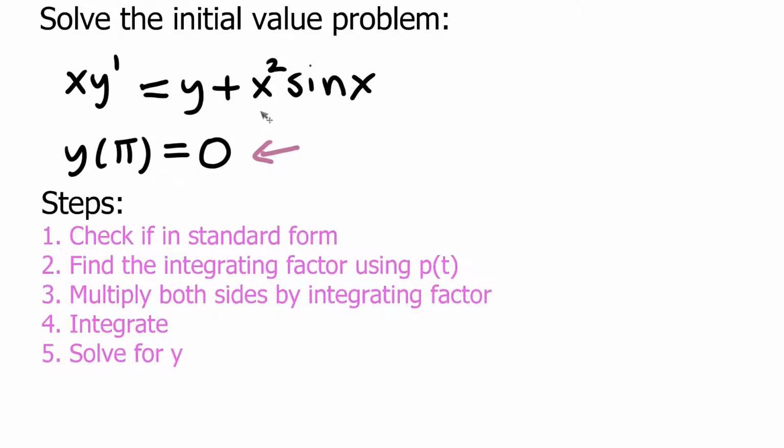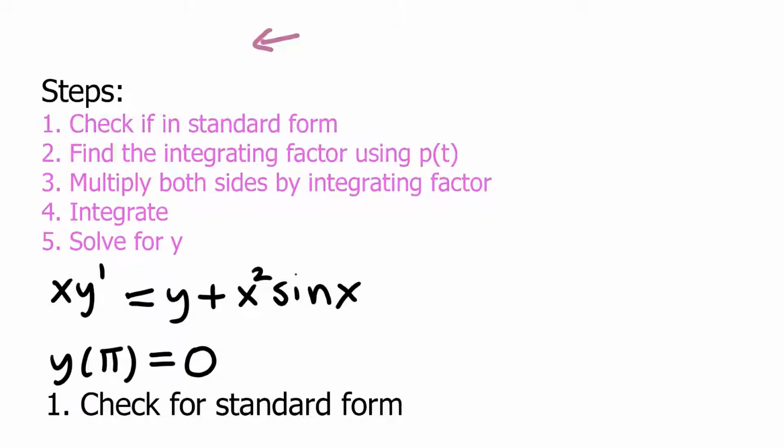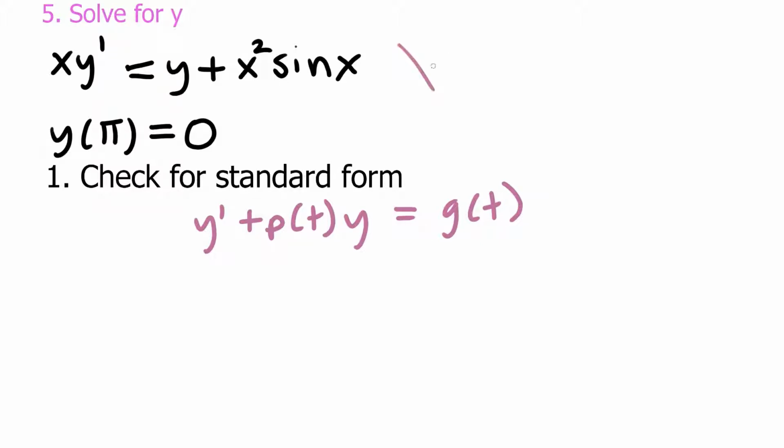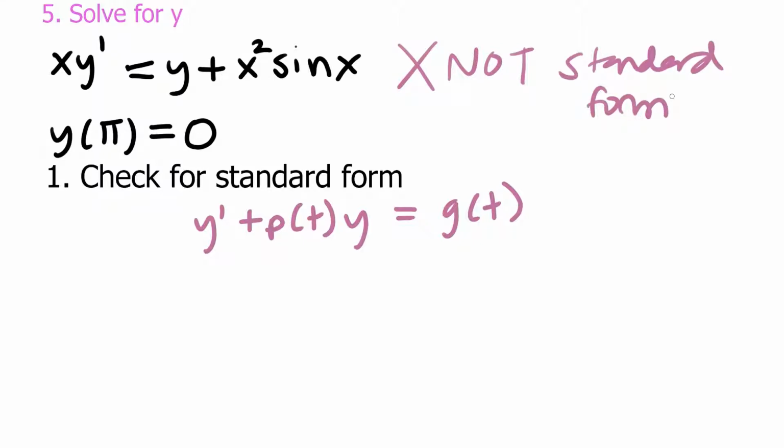I'm just gonna bring this down like I did before so we can take a look at it while we work. Here we have our first step, which is to check for standard form. As usual, if you recall, standard form is y prime plus p of t y equals g of t. We can see that this is not in standard form, so we just have to put it in standard form. We actually have to do two steps here. First, our y prime has a coefficient of x, so we're going to divide everything by x to isolate that y prime.